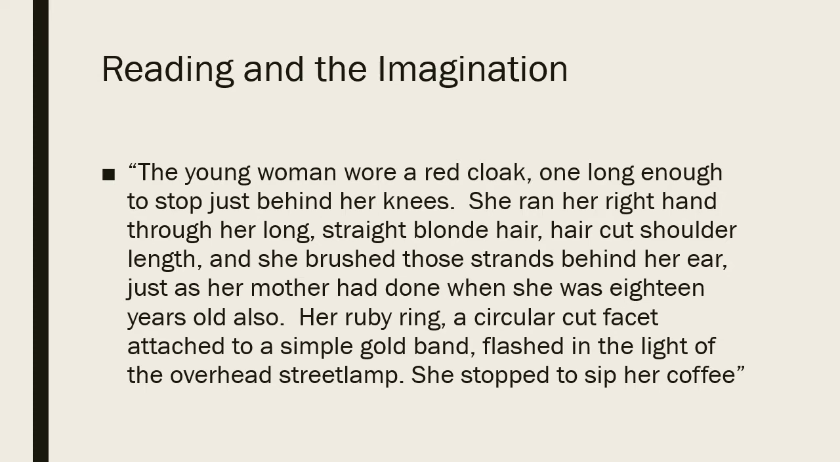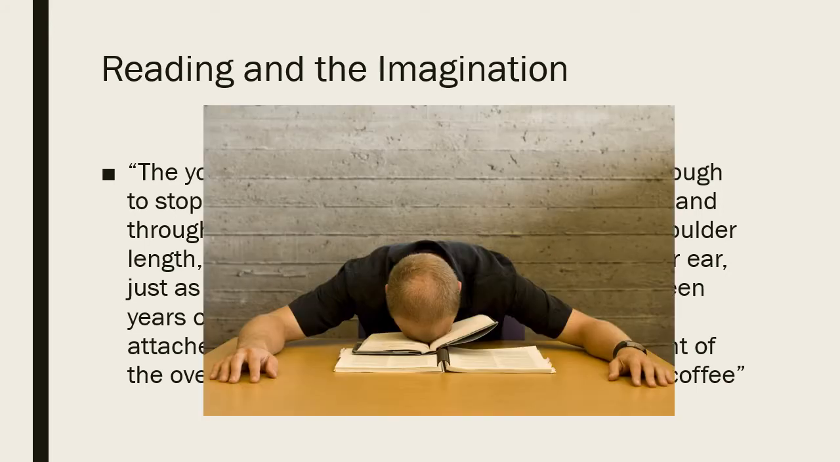Now, this is where the artistic side of the text comes into play. We as critics can look at the amount of information that the artist provides in the text. For example, she ran her right hand through her long, straight blonde hair cut shoulder length, and she brushed those strands behind her ear, just as her mother had done when she was 18 years old also. Her ruby ring, a circular cut facet attached to a simple gold band, flashed in the light of the overhead street light. She stopped to sip her coffee. And that's all she wrote, because we, as readers, have already fallen asleep.